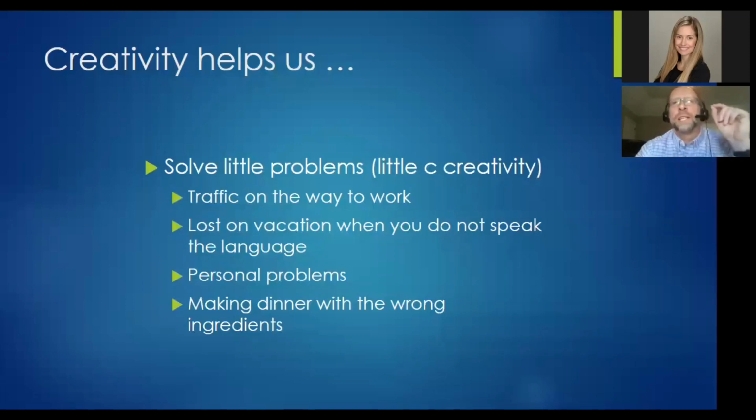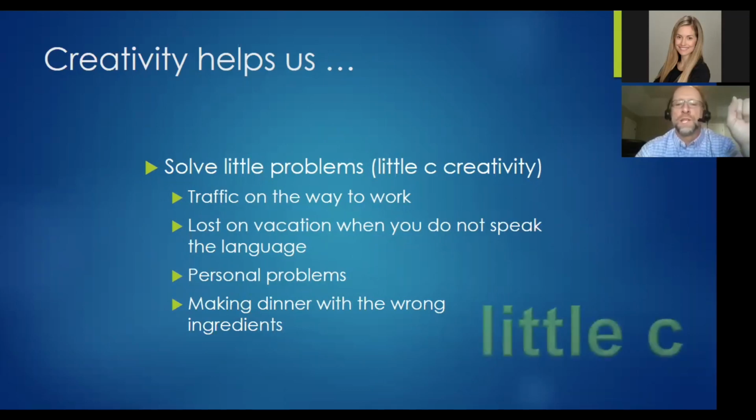Okay, we also have little c creativity. And this is just a little creativity that you use every single day. Every day you use little c creativity. You just don't think of it as being creativity. It's the small little problems, the small little things that you do to help you solve the roadblocks that life throws in front of you. So this is little c creativity. It's pretty straightforward.